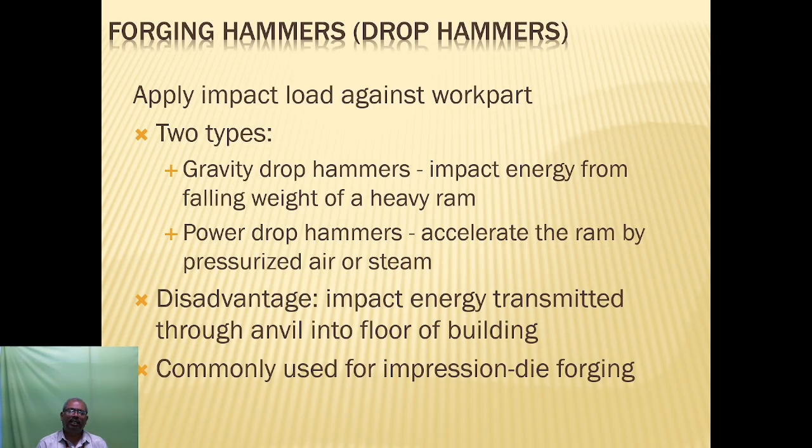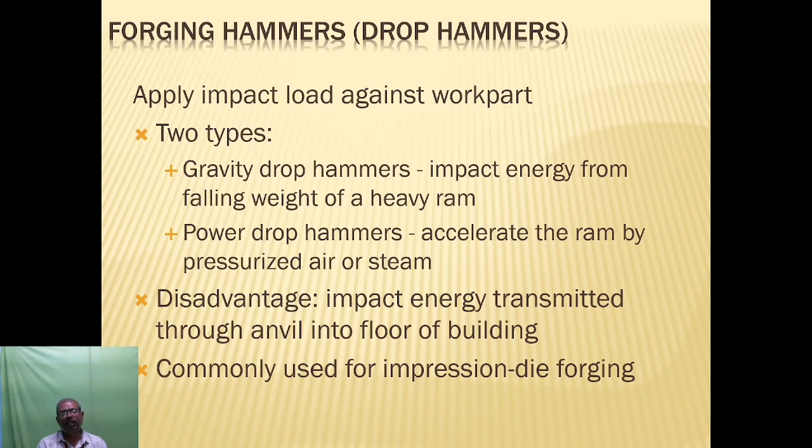Then forging hammers, also called drop hammers, apply impact load against the work part. There are two types of hammers, gravity drop hammers and power drop hammers. In gravity drop hammers, impact energy comes from the falling weight of a heavy ram. Using the gravitational force, we apply the impact on the workpiece. Whereas in power drop hammers, we accelerate the ram by pressurized air or steam to give the impact on the work part.